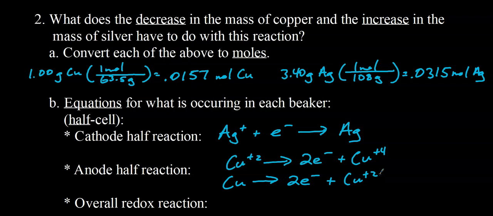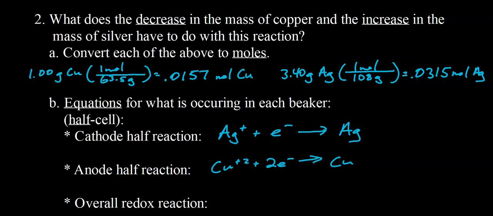Well, copper does not form any ions with a plus 4 charge, so that one is out. Don't write that one down. Go ahead and write the other half reaction in the space provided. All right, now that we have our oxidation and reduction half reactions, we can combine them to write the overall redox equation.